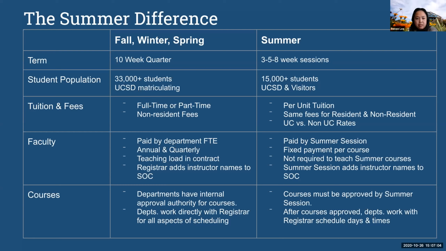And as for courses, in fall, winter, and spring, your departments have that internal authority on the courses, and you also work directly with the registrar. In summer, it's slightly different because the courses have to be approved by summer session. A lot of this decision is based on what Lisa just mentioned about being revenue neutral, just making sure that the courses have the adequate number of enrollments to make sure the campus is not losing out. And then after the course is approved, you'll work directly with the registrar to schedule dates and times. So that's the difference between the academic year and summer.